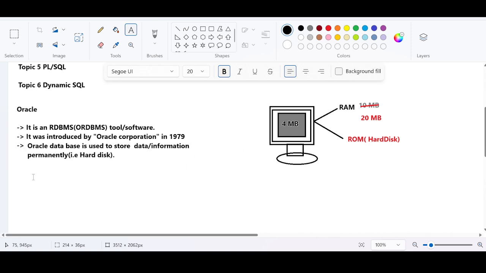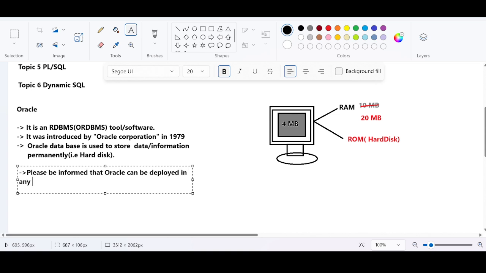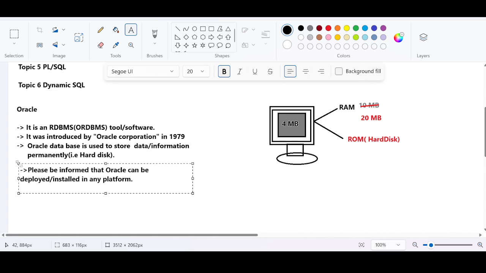The fourth major point is, it is not like Oracle has some set of restrictions. There are no restrictions because it can be installed or deployed in any computer platform. Please be informed that Oracle can be deployed in any platform. Deployment is also called installation. Oracle can be deployed or installed in any platform, so there are no restrictions for Oracle.